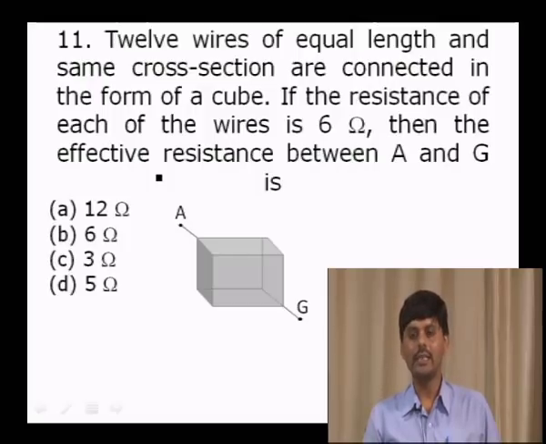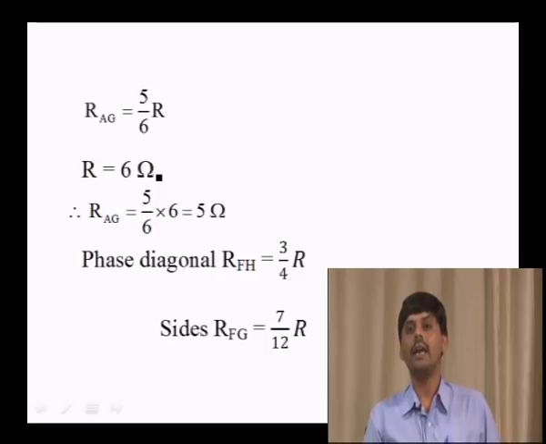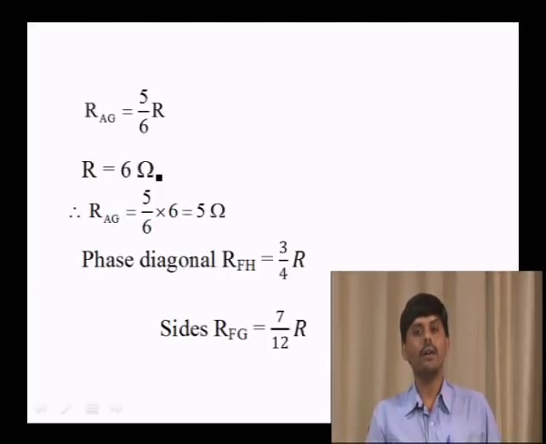I already discussed A and G from the diagram. This is a body diagonal. For the body diagonal, the effective resistance between A and G is equal to 5 divided by 6 into R. They have given the value of each arm as 6. Therefore, R_AG is equal to 5 by 6 into R, where R is equal to 6 ohm. The 6s cancel, and the effective resistance is equal to 5 ohm.